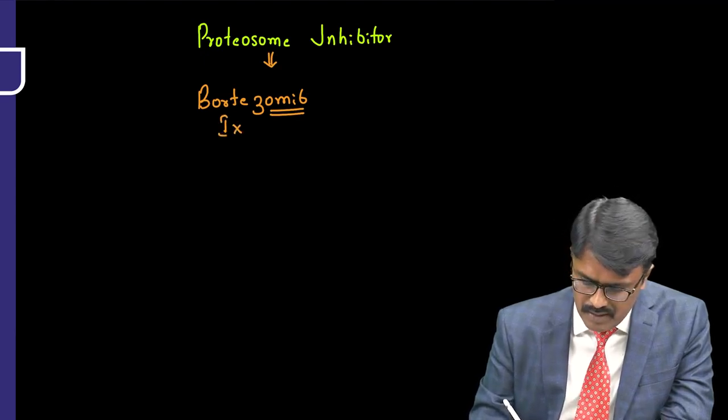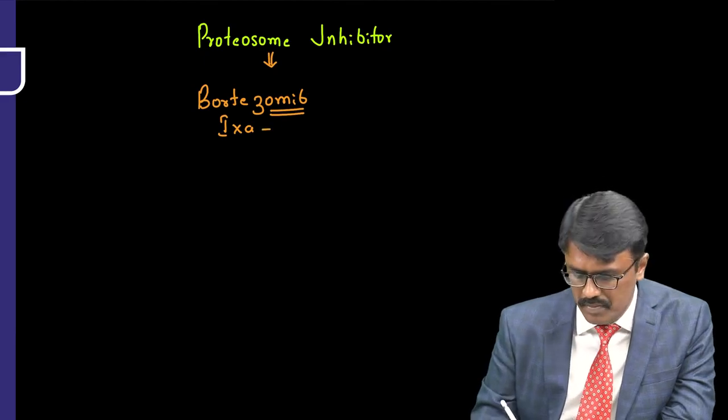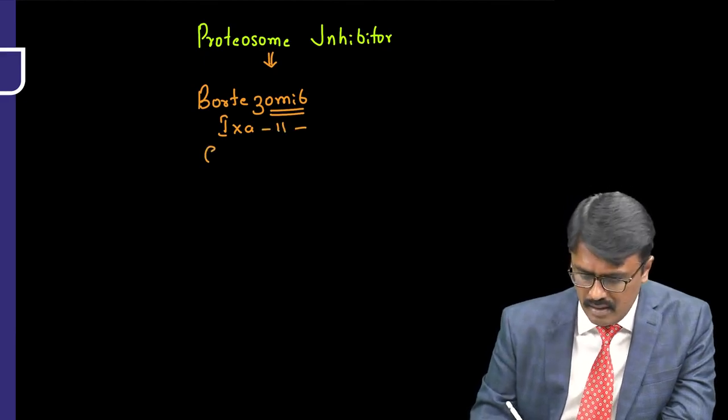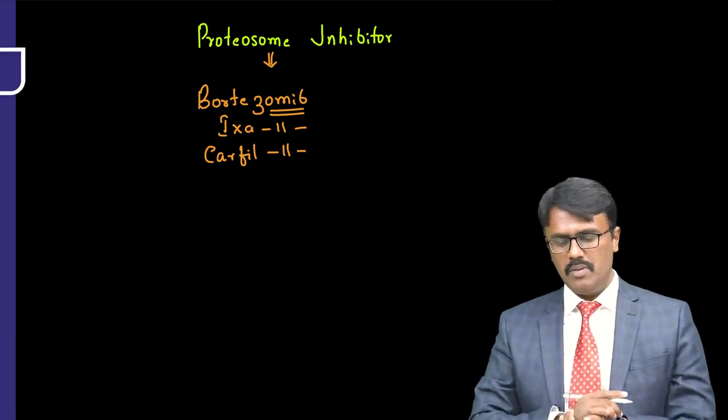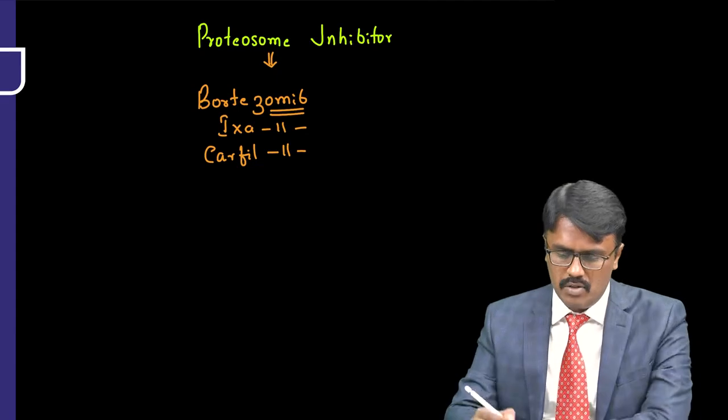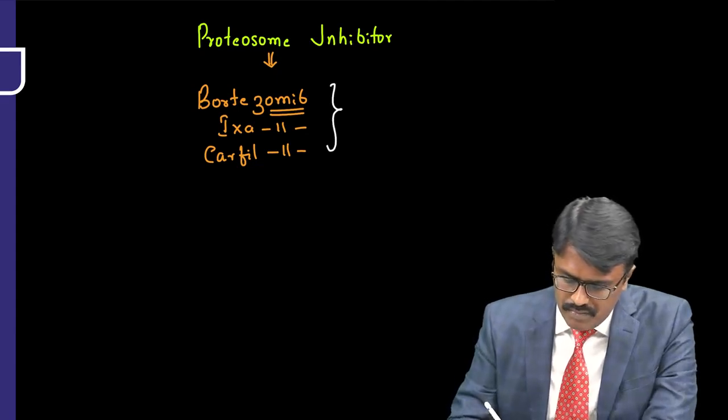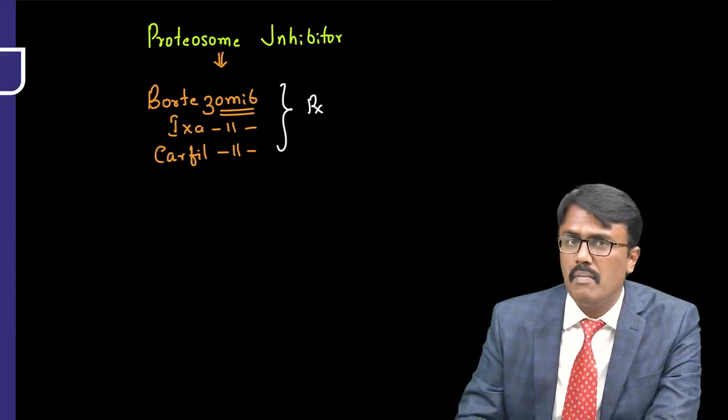Then we have ixazomib. Then we have carfilzomib. So we have bortezomib, ixazomib, and carfilzomib. So they end with zomib. And where to use them? They are used to treat multiple myeloma.